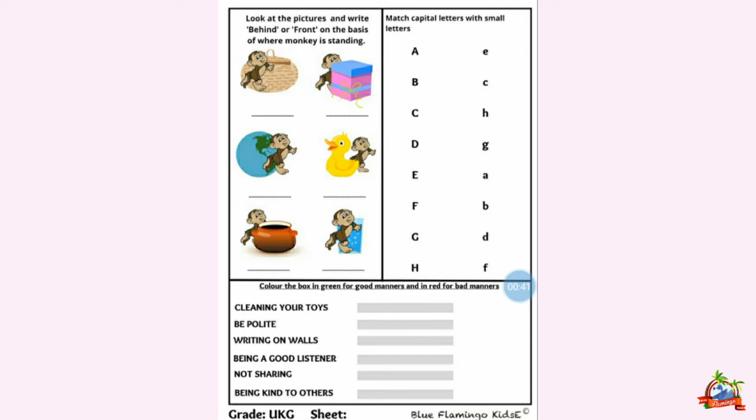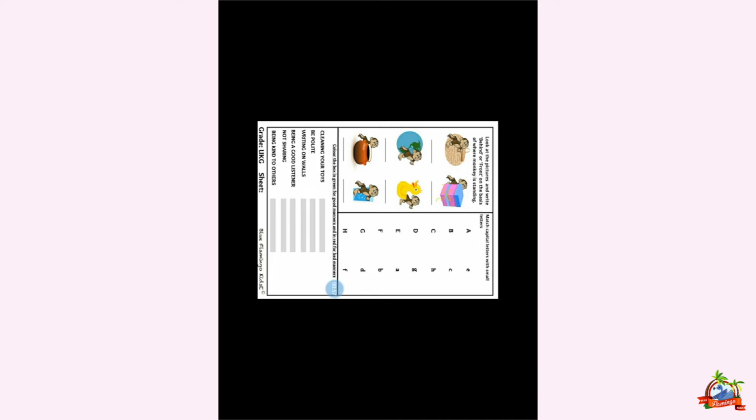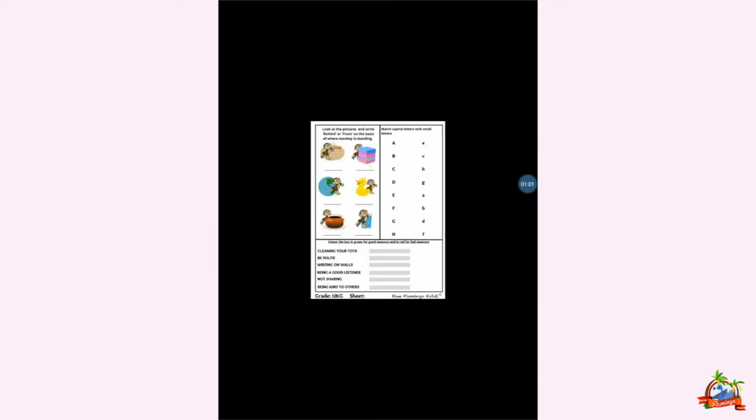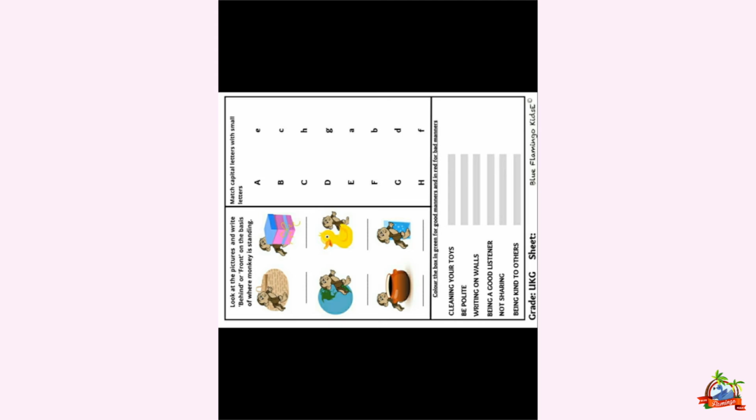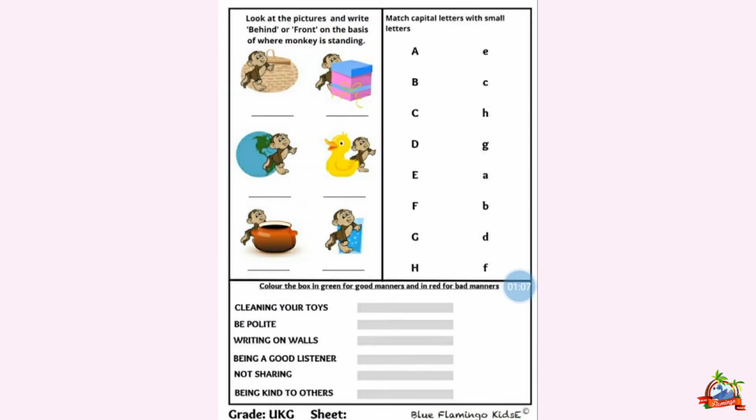So, basically what we have to do is write behind and front on the basis of where the monkey is standing. हमें behind और front write करना है on basis of where monkey is standing. किस basis पे? monkey के standing basis पे. If the monkey is standing in front of the object, then we will write front. And if the monkey is standing at the back of the object, then we will write behind.